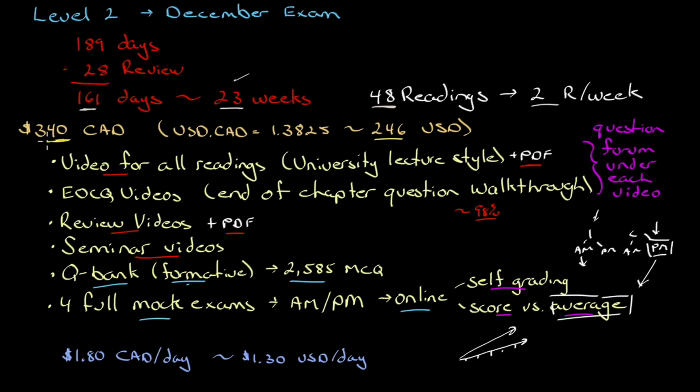If you look at the price that we charge, 340 Canadian, and you look at 189 days, it's $1.80 Canadian a day for everything that we provide. And if you think better in US dollars, it's $1.30 US a day for everything that we provide. You can't get a small coffee from McDonald's for $1.30.